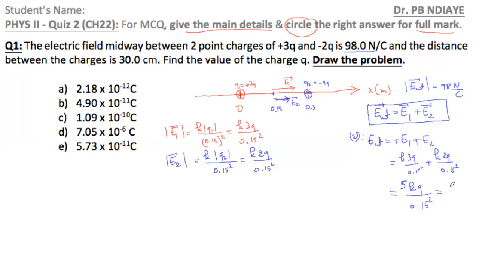And this E net has to be equal to 98 Newton per Coulomb. So Q is just 98 times 0.15 squared divided by 5 times K, which is 9 times 10 to the power 9. You do the calculation properly, of course, and you get Q, which is 4.9 times 10 to the power minus 11 Coulomb. So B is the right answer. You do it, you have to.